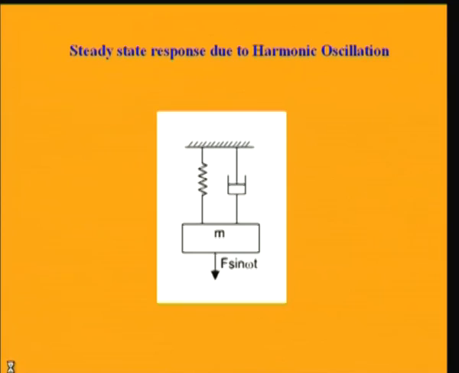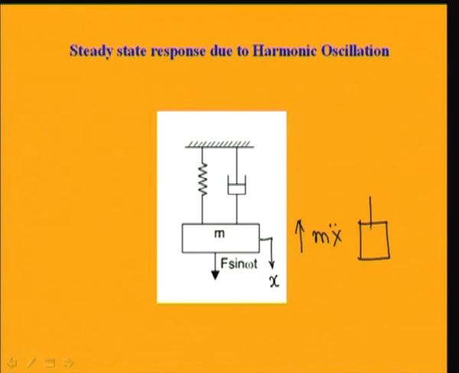Last class we have seen how to determine the steady state response of the system. By using the force polygon, you can find the response of the system. In this case of the spring mass damper system, you have the inertia force acting on it. Let the body be moving in this direction due to this force F sin omega t. When it is moving by x, it will be subjected to an inertia force equal to m x double dot. This will act in the upward direction.